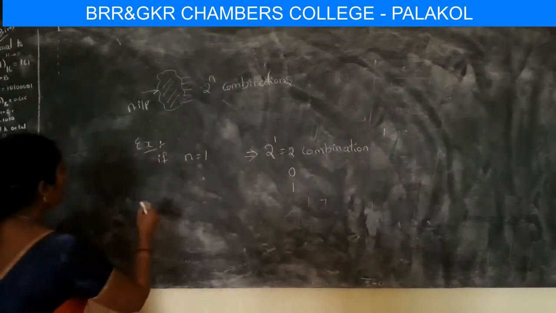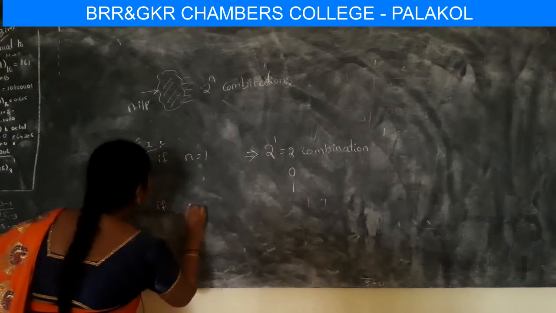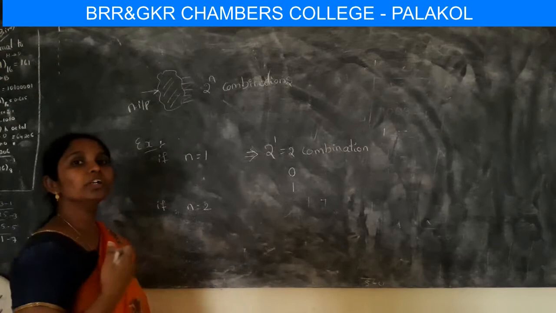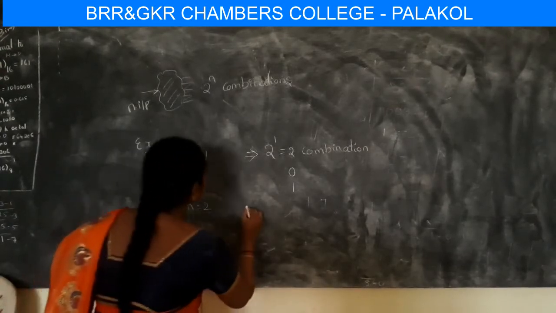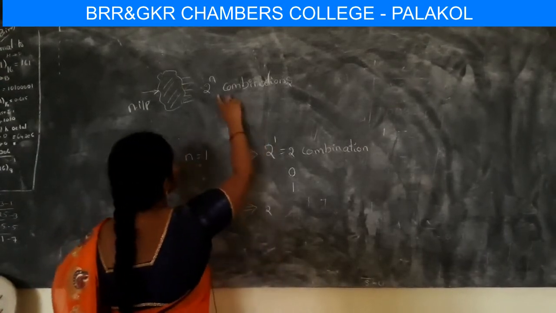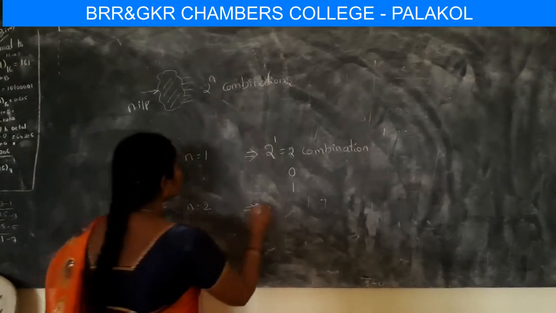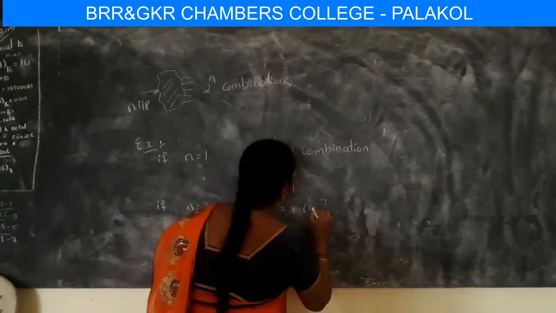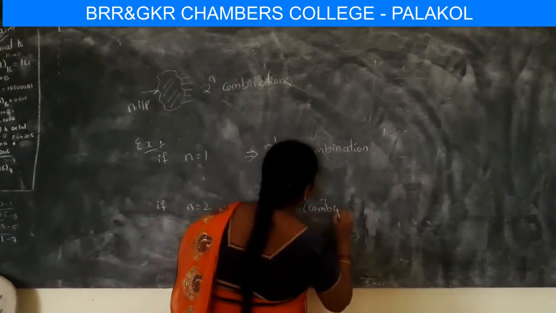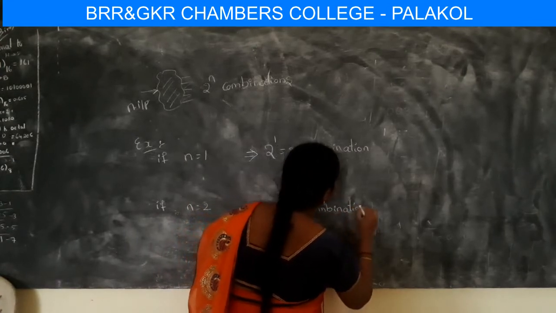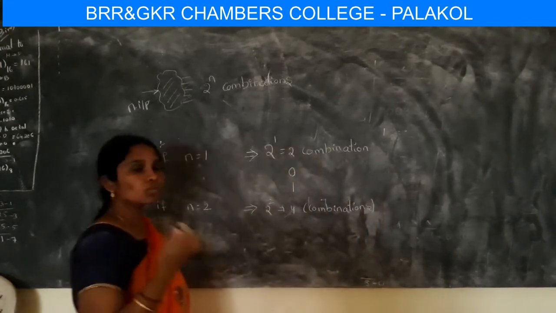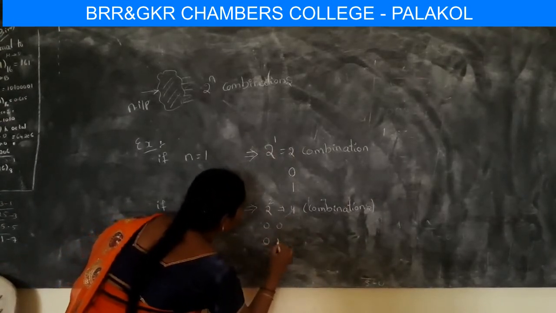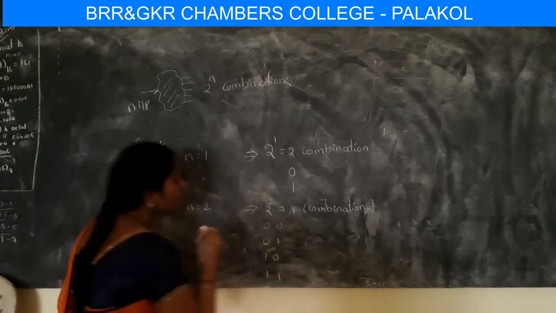For example, if we consider n is equal to 2, that means we have to give 2 inputs or 2 variables. It will produce 2 power n, and n is 2, so 2 square, which is equal to 4. That means it will produce 4 combinations. What are those combinations? Those combinations are 00, 01, 10 and 11.